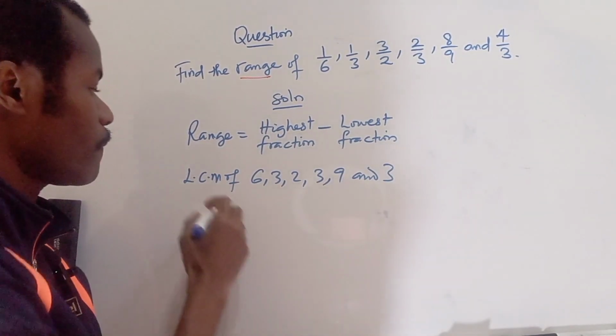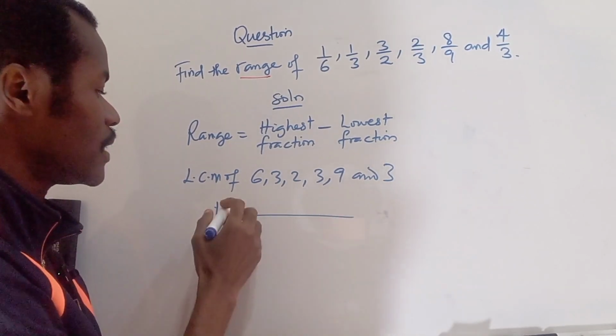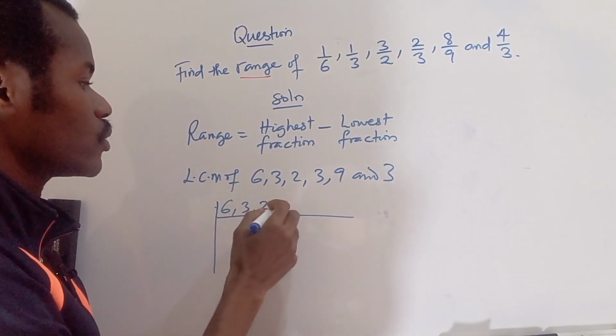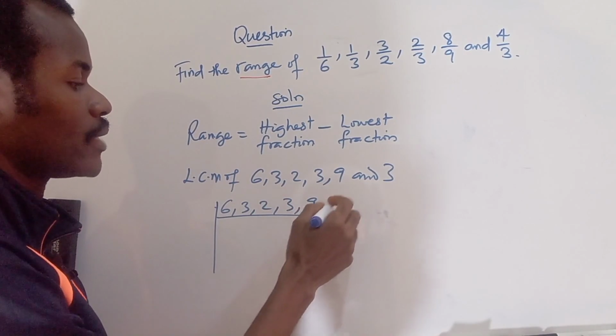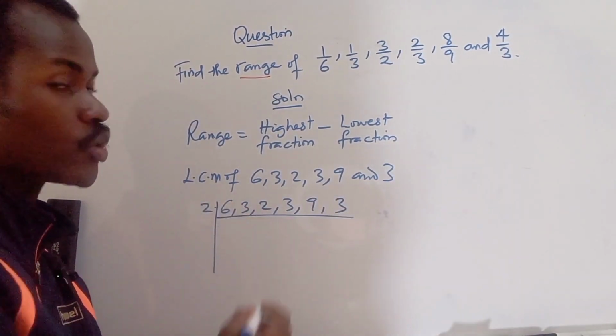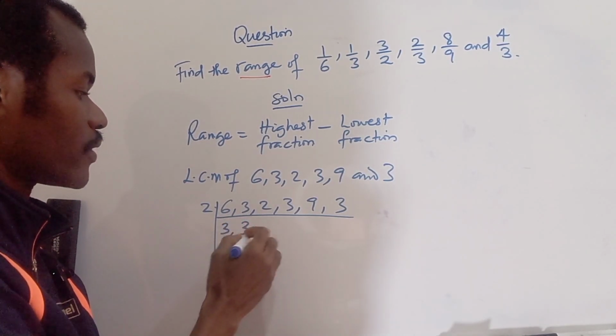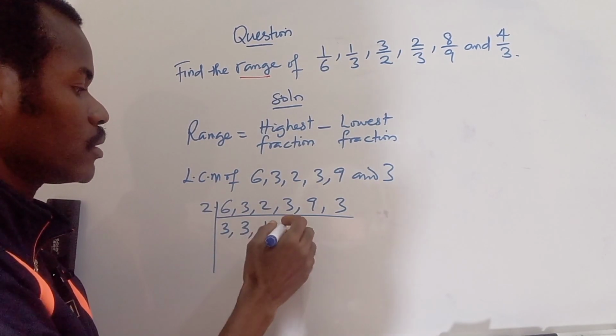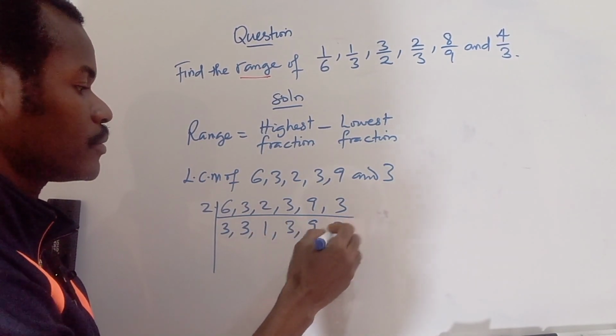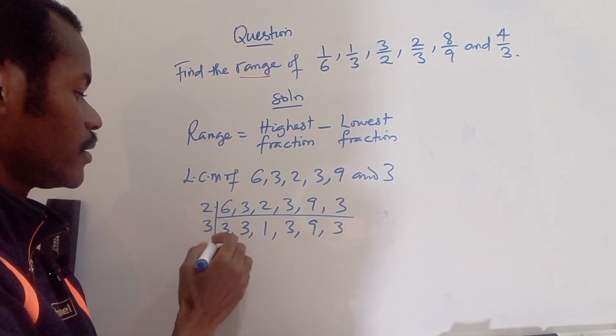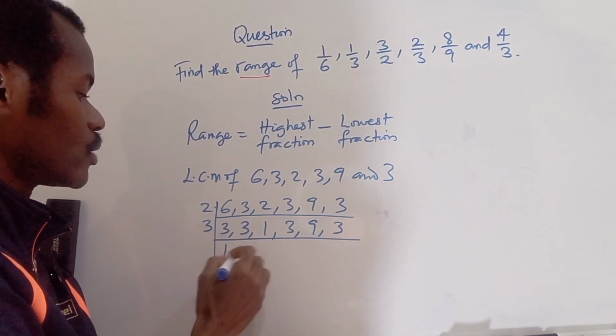Okay, so let's quickly get the LCM in 1 minute. So we have 6, 3, 2, 3, 9, and 3. So what is common? 2 can go. So 2 into 6 is 3, so we have 3. 2 divided by 2 is 1. So we have to keep the rest. Now what can go is 3. So 3 into 3 is 1.